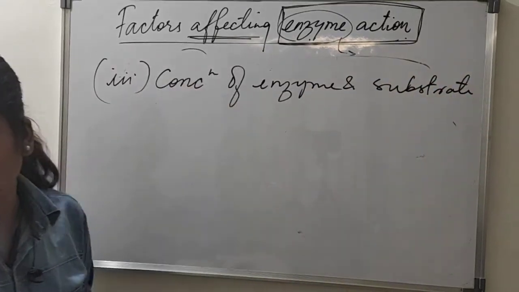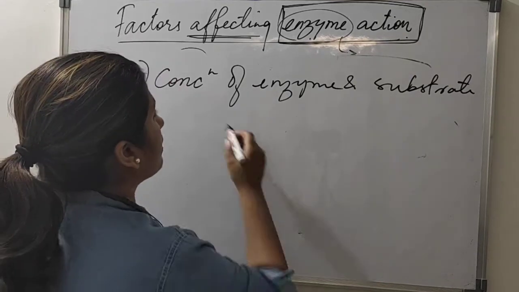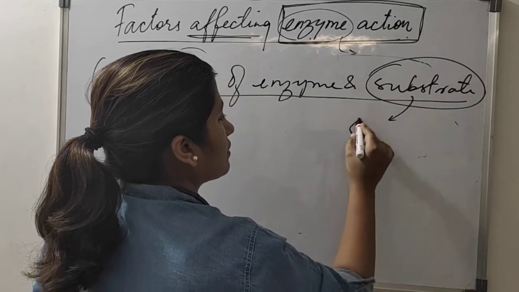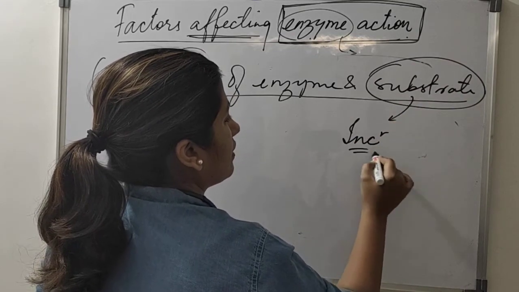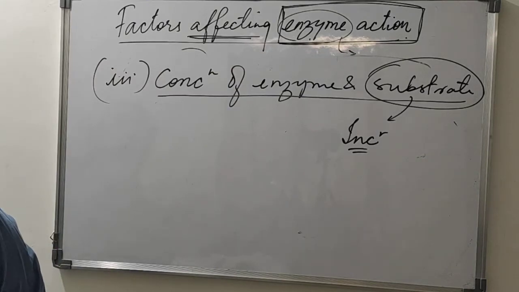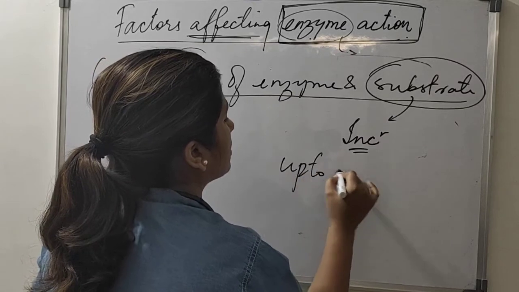Concentration of enzyme and substrate. If substrate concentration is increased, the rate of reaction also will increase. And the rate of enzyme action also increases, up to a certain limit.